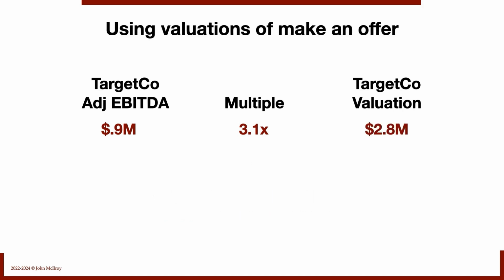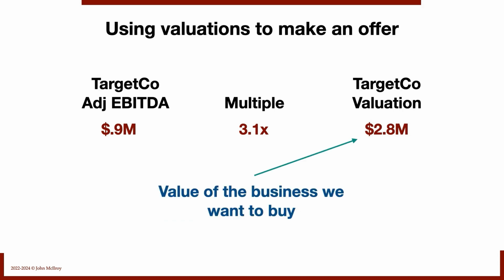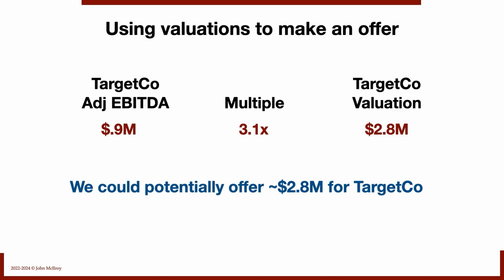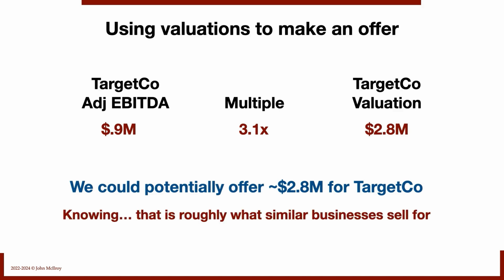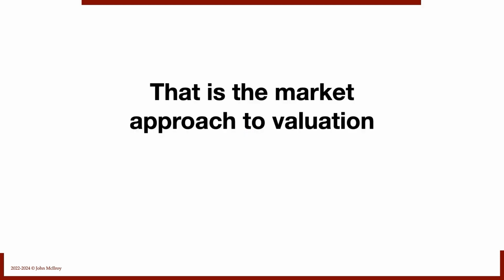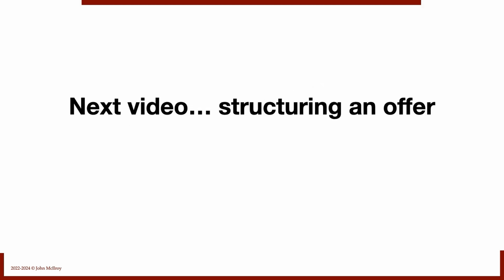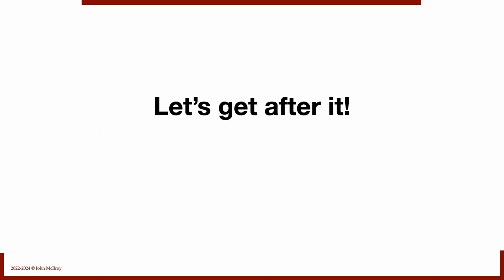We multiply them together. We get the valuation for the target co of $2.8 million. That's the value of the business that we want to buy. And so we could potentially offer somewhere in the $2.8 million range for the target co. We could go in less if we think there's some seller distress, but we know roughly what similar businesses sell for, which is the point of the whole exercise. And that is the market approach to valuation. In the next video, we're going to talk about structuring an offer, but let's get after it.